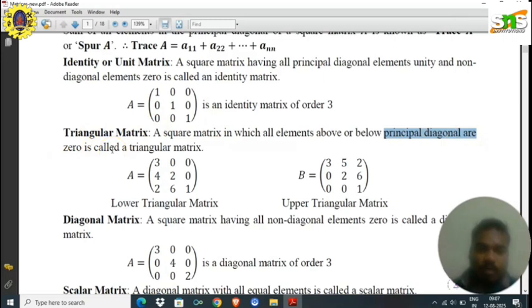The next type is the identity or unity matrix. A square matrix having all principal diagonal elements unity, that is 1. So the square matrix having all principal diagonal elements equal to 1, and the other elements are 0, is called the unit matrix or identity matrix. For example, A equal to 1 0 0, 0 1 0, 0 0 1 is the identity matrix of order 3.